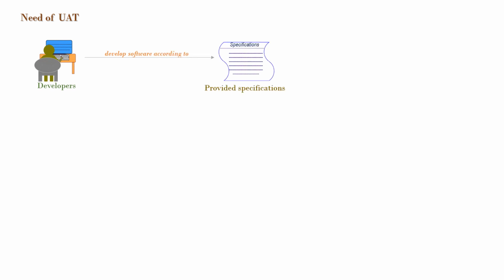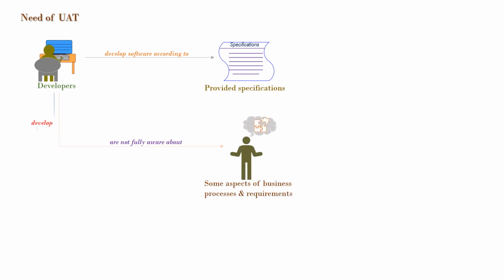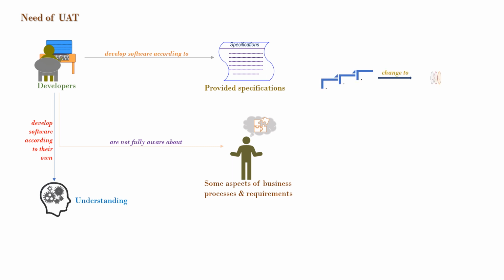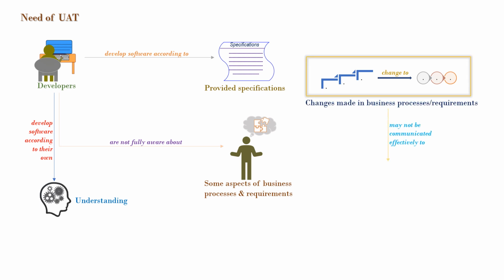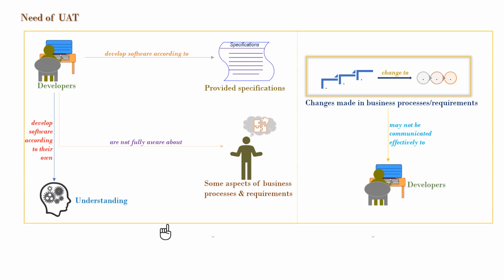Why is UAT needed? Developers develop software according to specifications provided to them. They are not fully aware about some aspects of business processes and requirements. Thus, the software developed by them is completely according to their own understanding and may not be in accordance with the client's need from the software. Furthermore, there may be changes in business processes or requirements which may not be communicated effectively to the developers. This may cause a lack in software efficiency.